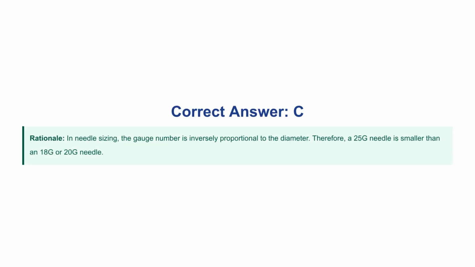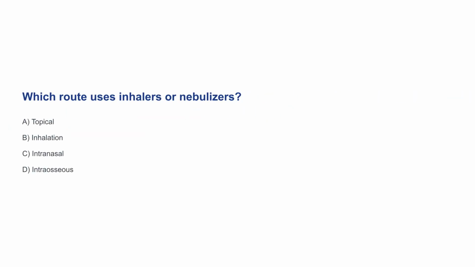Let's test your knowledge on needle gauges. Which needle gauge is considered the smallest? The correct answer is C, 25G. In needle sizing, the gauge number is inversely proportional to the diameter, meaning a higher gauge number indicates a smaller needle.